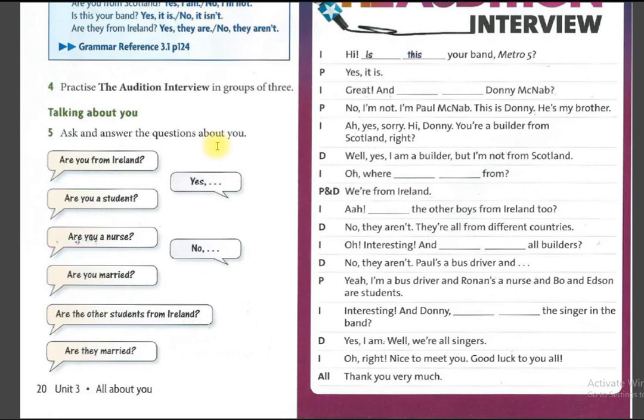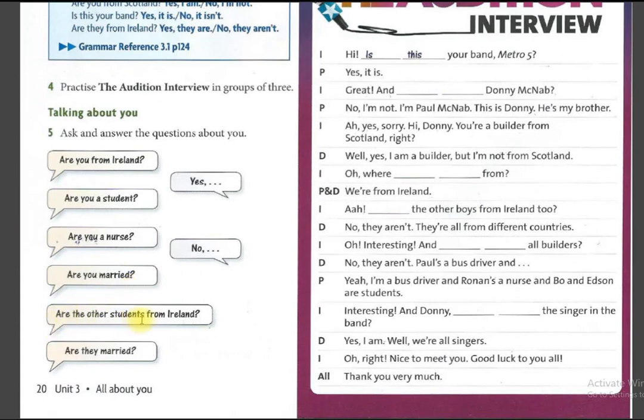Ask and answer the questions about you, as if someone is asking you and you answer. Are you from Ireland? Since it is specific, you say yes, I am. Are you a student? Yes, I am. Are you a nurse? No, I'm not. Are you married? So if you're married, you say, yes, I am. If you're not married, you say, no, I'm not.